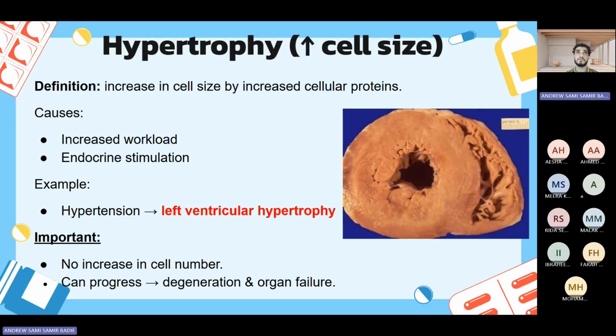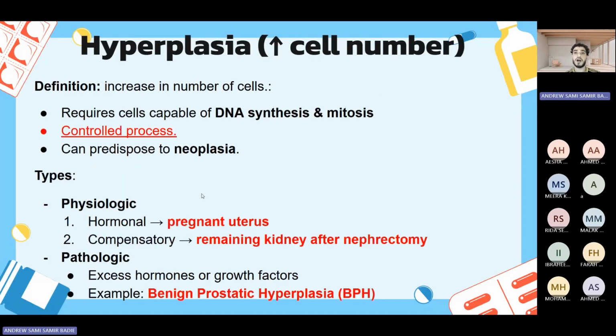If someone has high blood pressure or hypertension for a really long time, your heart actually adapts, due to the increased workload, it has a higher pressure to push against. This would increase the hypertrophy of the heart muscles. Important thing to note, again, there's no increase in cell number, only increase in cell size. And if it continues to progress, you have degeneration, organ failure. For example, in heart failure, if you have increase in the heart size, eventually it's going to reach heart failure.